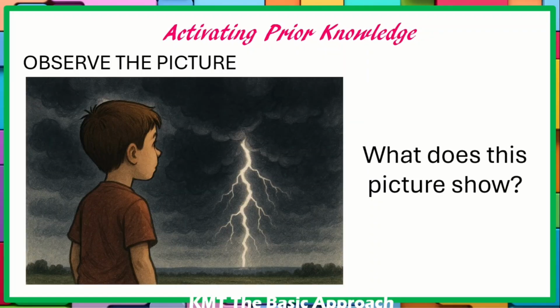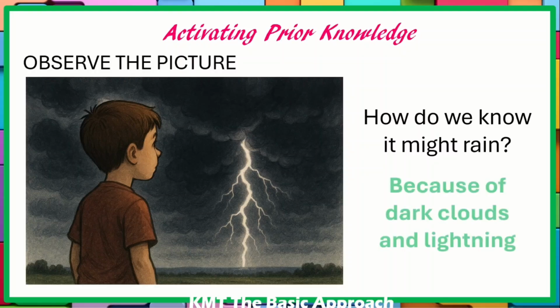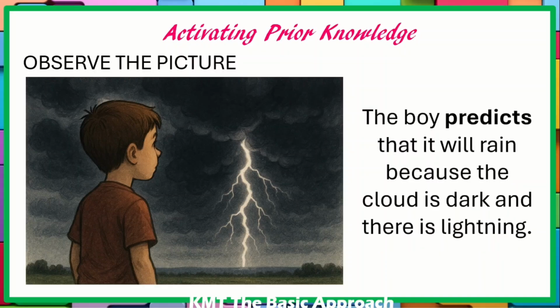What does this picture show? How do we know it might rain? Great! Because of dark clouds and lightning. The boy predicts that it will rain because the cloud is dark and there is lightning.